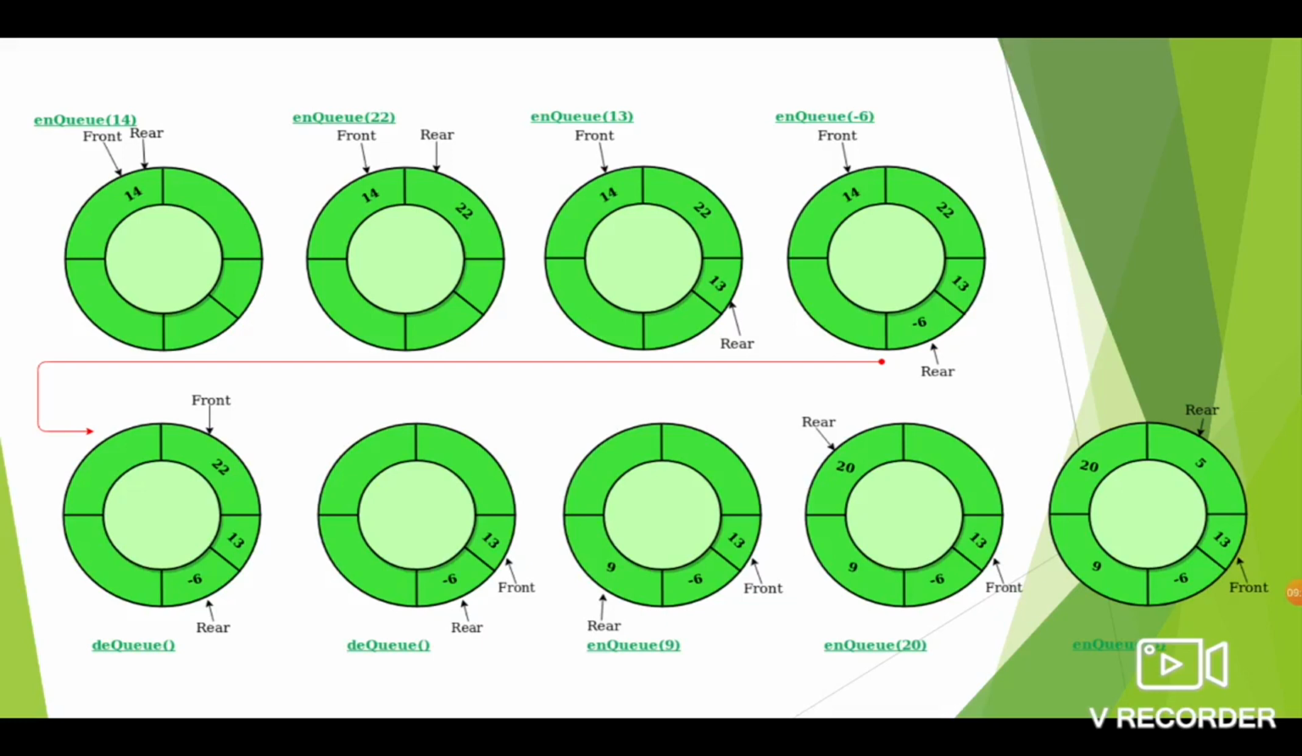Again enqueue. In the previous figure, the rear points to 9. So to insert the element 20, you have to increment the rear pointer by 1, and in that free slot you can insert the element 20. Again enqueue. Okay, so we know that the rear reaches maximum -1. So we are incrementing the rear pointer by 1 and we are inserting the element 3 over there, 5 over there. Okay, like that insertion and deletion takes place in a circular queue.